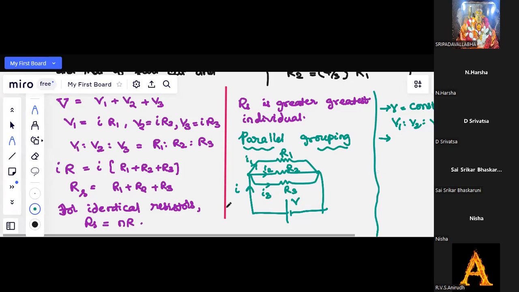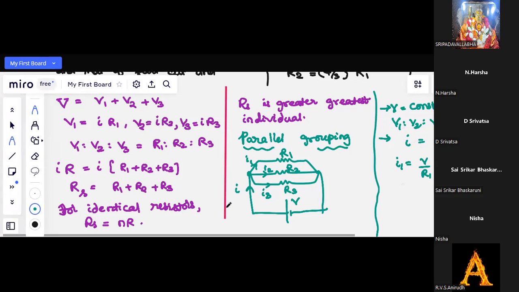Correct. So the total current in the circuit is divided like I1, I2, I3. Total I will be I1 plus I2 plus I3. Where I1 equals V by R according to Ohm's law: V1 by R1, but we write it as V by R1 since V is constant. I2 equals V2 by R2, again V only. And I3 equals V3 by R3, again V only.